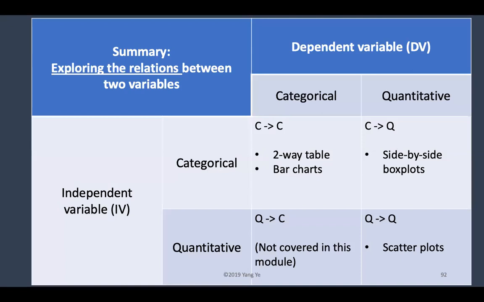So here's a quick summary about how to explore the relationships between two variables. Again, the most important thing you look at is whether this is a categorical variable or a quantitative variable. Different types of independent and dependent variables would utilize different ways of depicting the data. For example, for a quantitative relationship, you can use scatter plots.